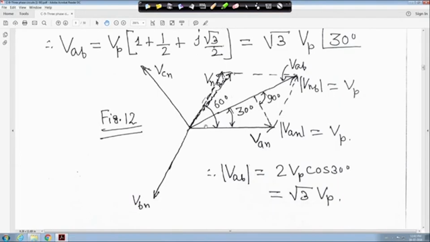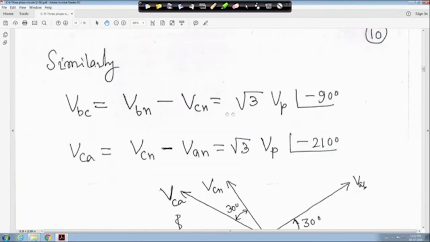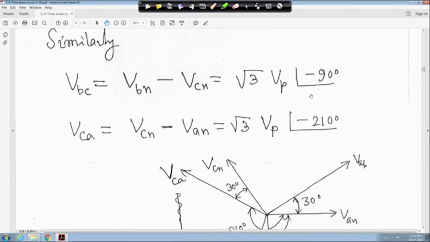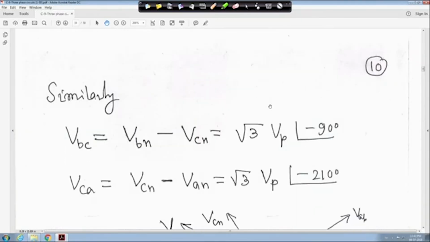All angles are marked, here it is 60 degrees, so this is your 30. This is understandable from simple geometry. Similarly, VBC you will get as VBN minus VCN, root 3 VP angle minus 90 degrees. Same way, you will get it. Similarly, VCA is equal to VCN minus VAN. You will get root 3 VP angle minus 210 degrees. You just do it, you will get it. One I showed for you, the other two you please do following the same thing.